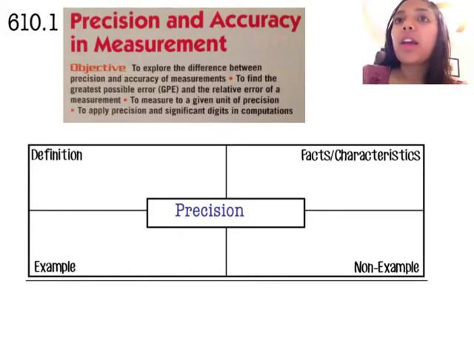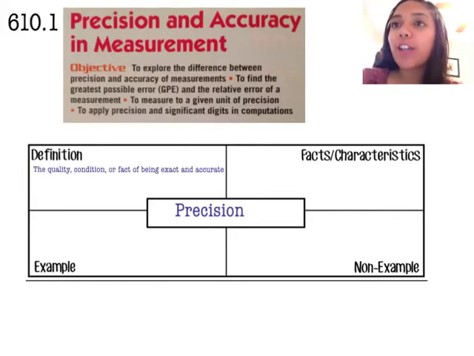All right. This is chapter 10, lesson 1, precision and accuracy in measurement. Your objective is to explore the difference between precision and accuracy in measurements, to find the greatest possible error, GPE, and the relative error of a measurement, and to measure to a given unit of precision. Also to apply precision in significant digits in computations.